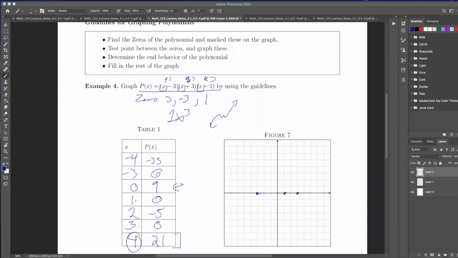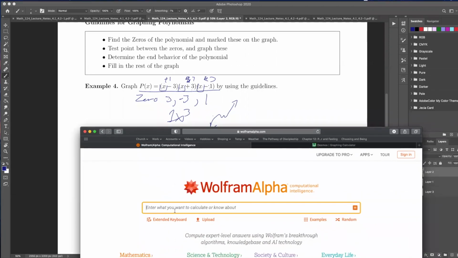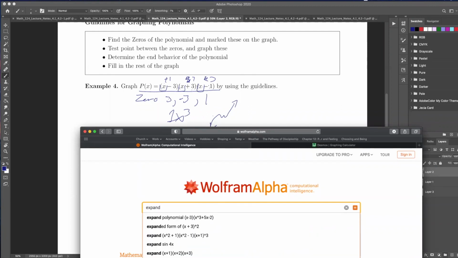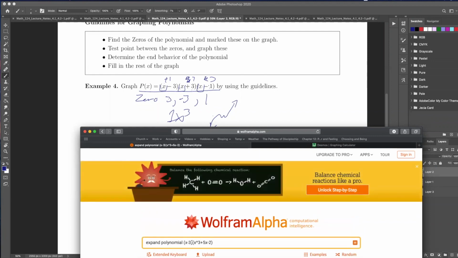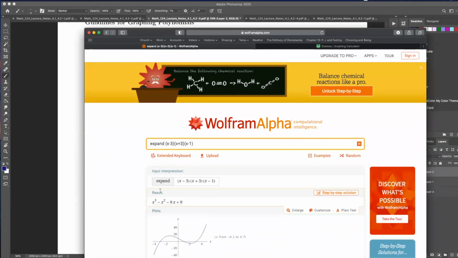Wolfram Alpha. Yeah, I'm okay to leave decimals for a second. Oh, I probably should have left it up. History, that's fine. All right, so let's look at this. You just type in expand polynomial, and then you'll have x minus 3, x plus 3, and then x minus 1. In fact, I don't think you need the word polynomial. I think you just type in expand, and it knows what you want. Yeah. And so here you can just expand it.